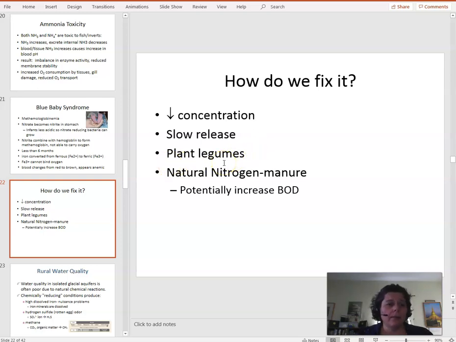Planting legumes. Okay, so what is a legume? A legume is things like peas. Your peanuts, your peas, your beans, any of those type of things are legumes. Well, what do legumes do? What legumes have is on their root system, they have these nodules all over their roots. And on those root nodules, what happens is it takes nitrogen gas from the atmosphere and converts it into useful forms of nitrogen that can then be used by the plant.